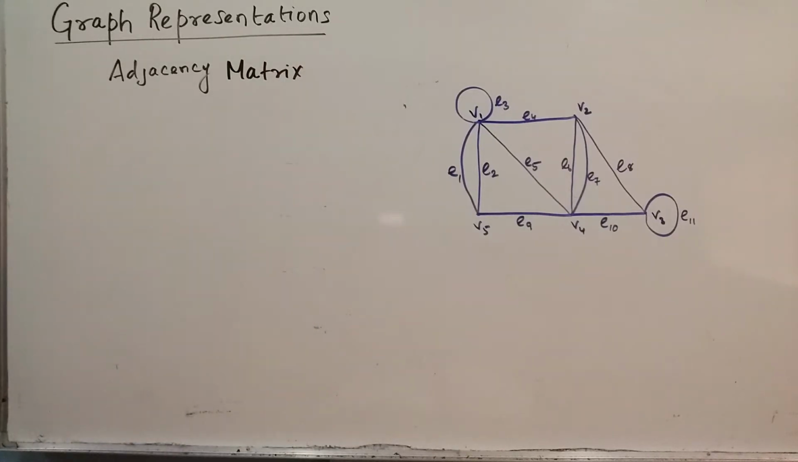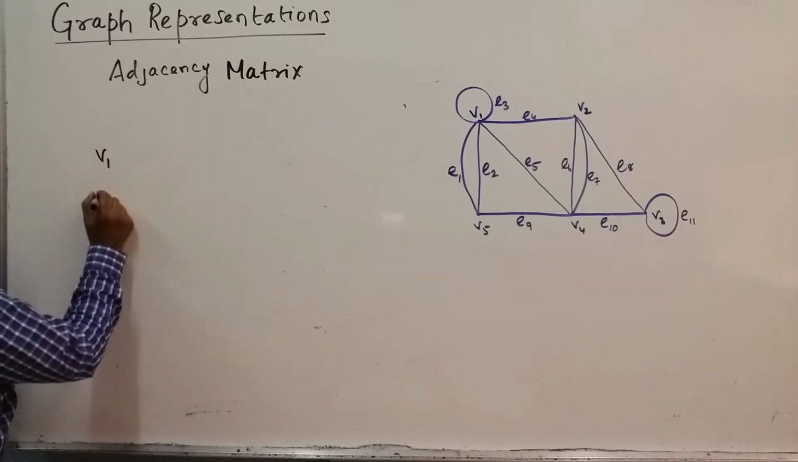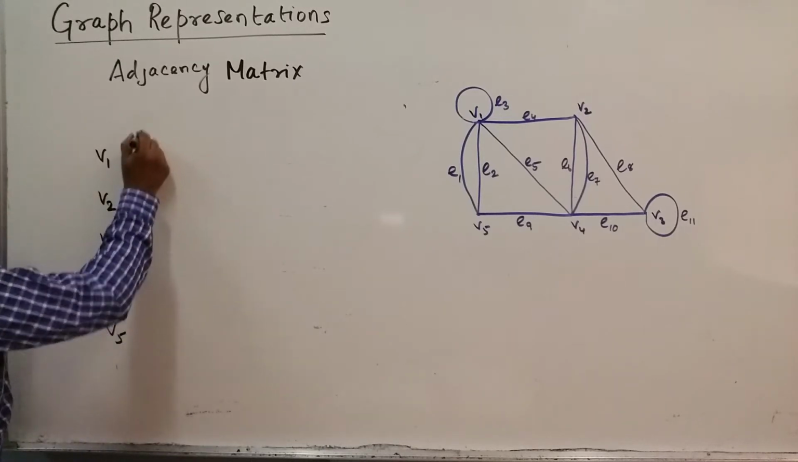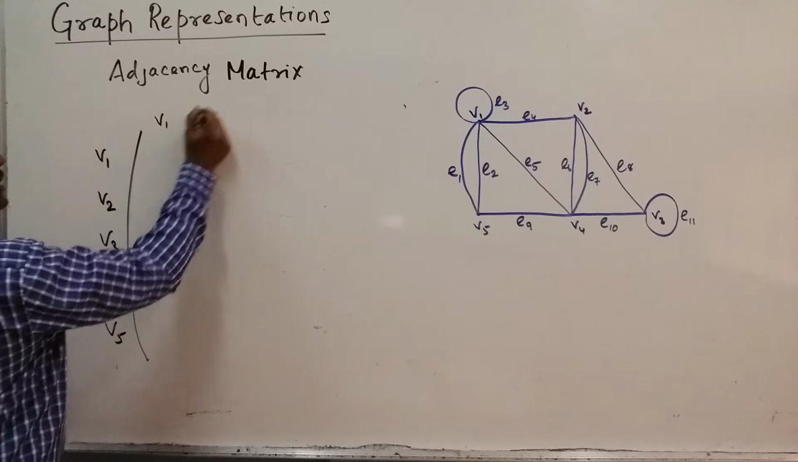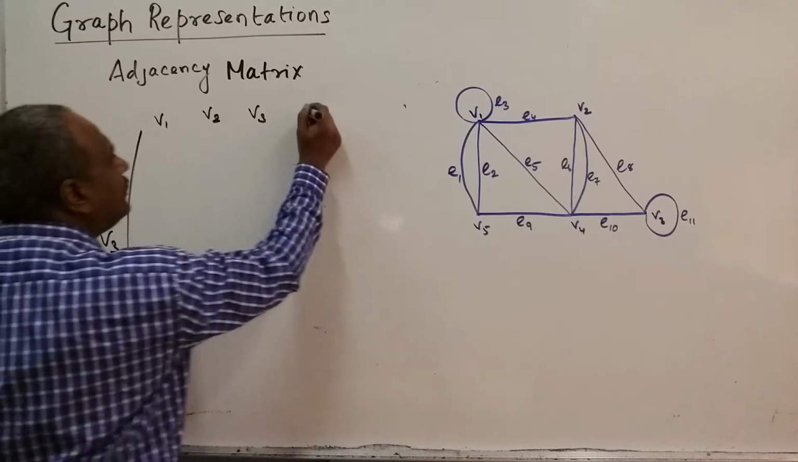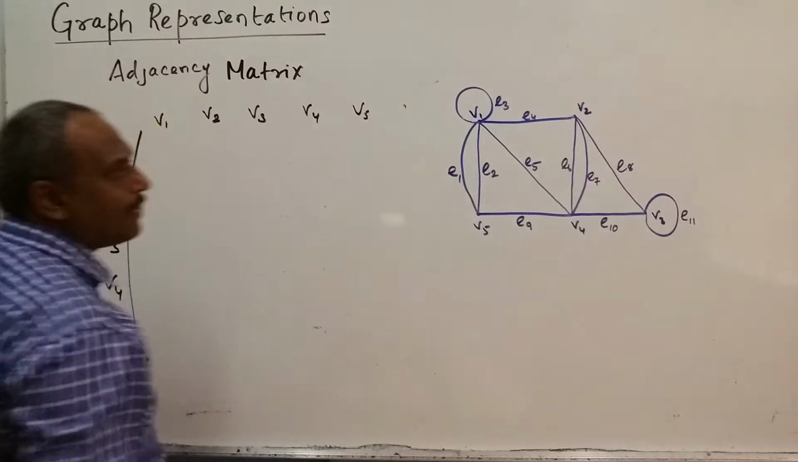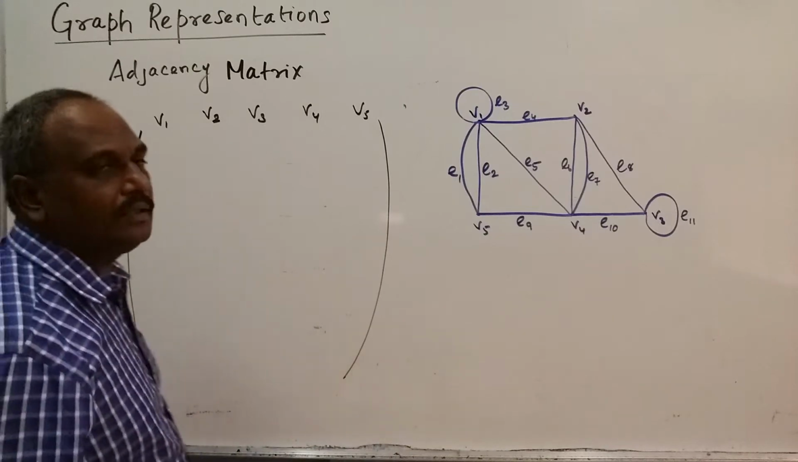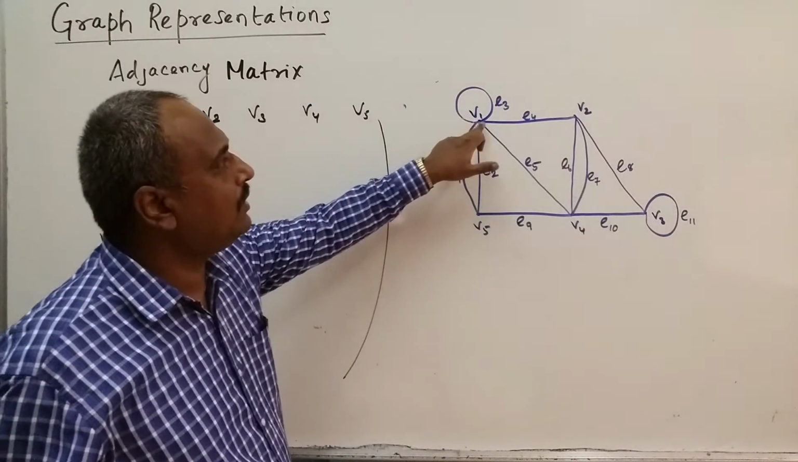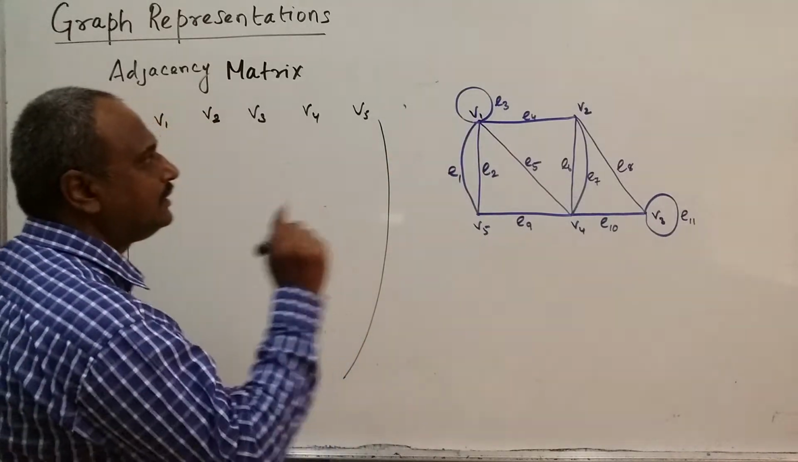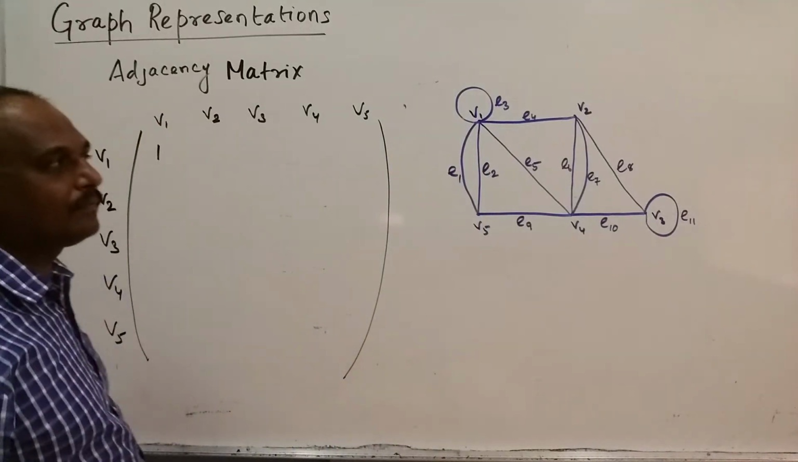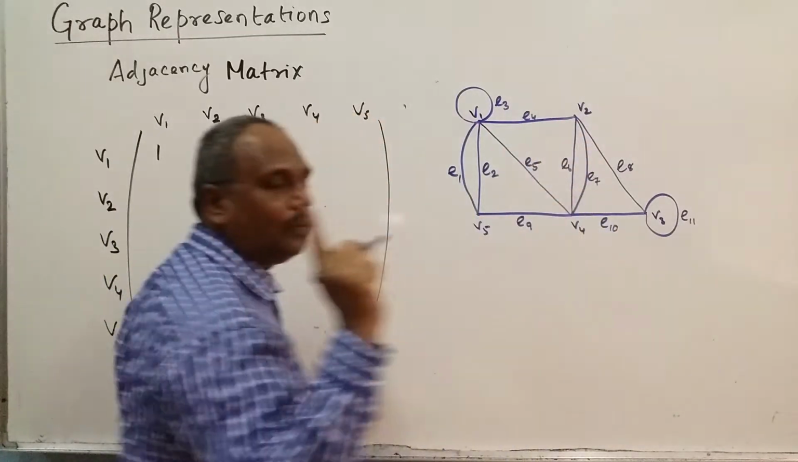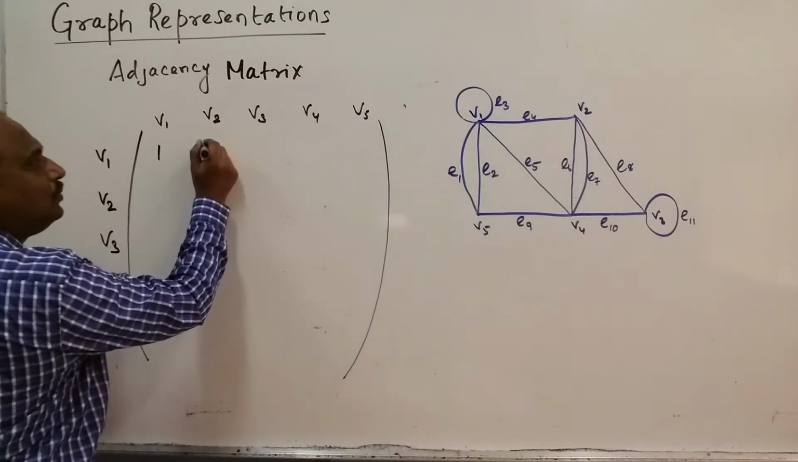For the adjacency matrix, we are going to take the matrix between V1, V2, V3, V4, V5, and the same V1, V2, V3, V4, V5. I am going to check the connection. V1 is adjacent to V1, isn't it? So this is 1. I am going to check V1 is adjacent to V2. Yes, there is only one edge. So V1, V2, 1.